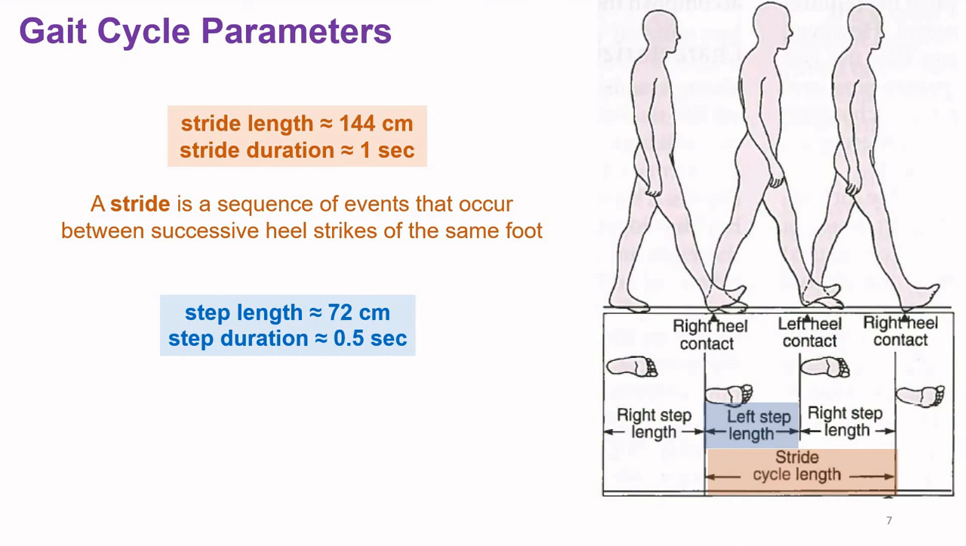A stride is a sequence of events that occurs between successive heel strikes of the same foot. A step occurs between two heel strikes of opposite feet. Gait asymmetries, such as you might observe in a patient with hemiparesis following a stroke, can be quantified by looking at the relationship between affected side and unaffected side gait parameters.